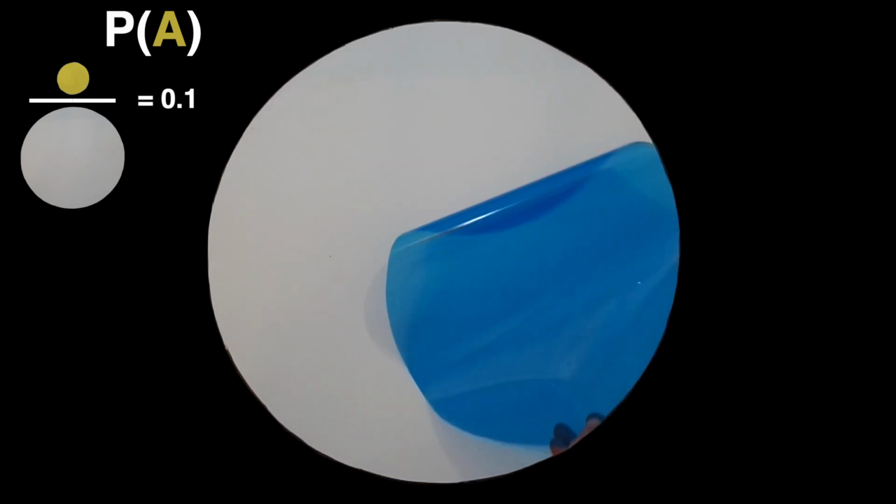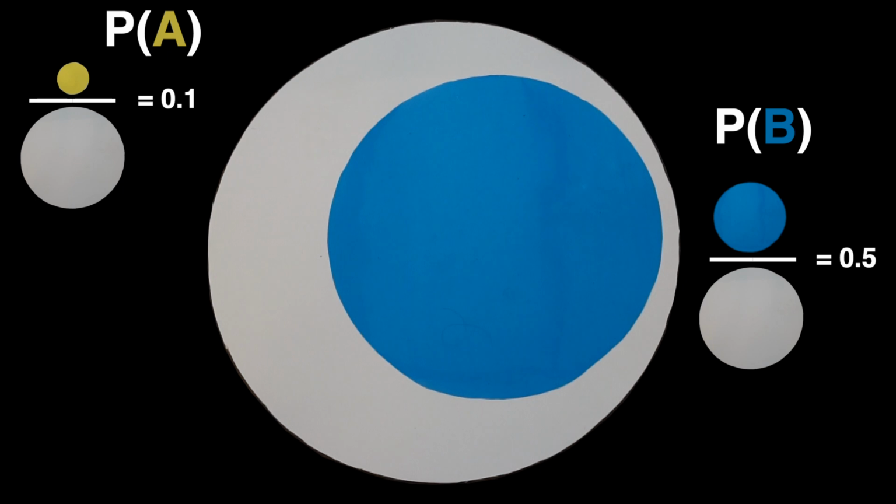Here's the universe. So let's say the probability of event A is 0.1. Here's a yellow circle that takes up 10% of the surface area of our universe. Kind of looks like an egg. Now, let's say the probability of event B is 0.5. So here's a big blue circle that takes up 50% of the universe.